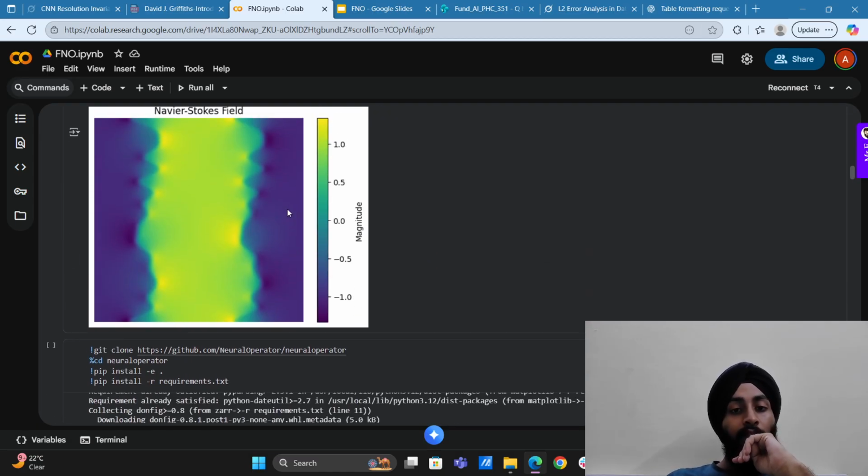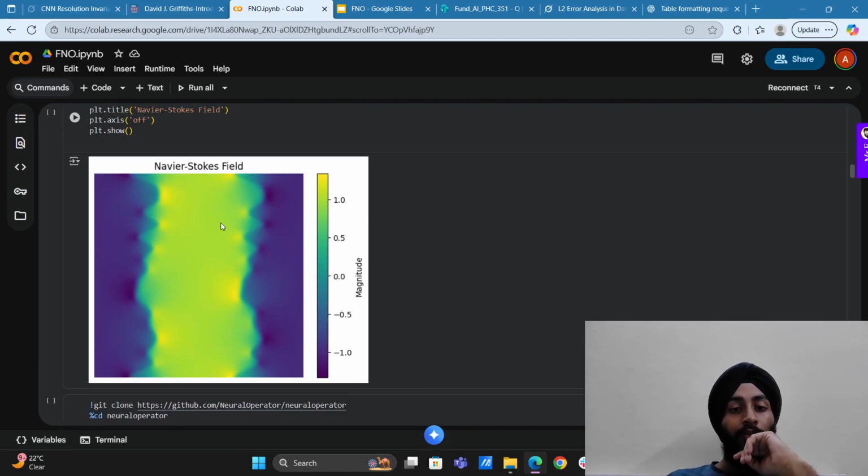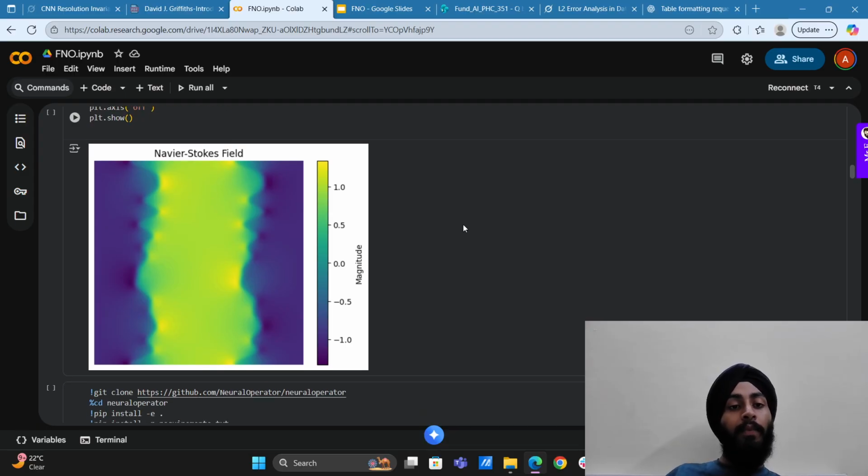So this is one of the in-distribution Navier-Stokes fields. What this magnitude here essentially is the vorticity. Wherever the color is high, it has high vorticity, and wherever the color is a bit dark, it has a low vorticity. So essentially, I have to learn a mapping from one Navier-Stokes field to how it evolves with time.